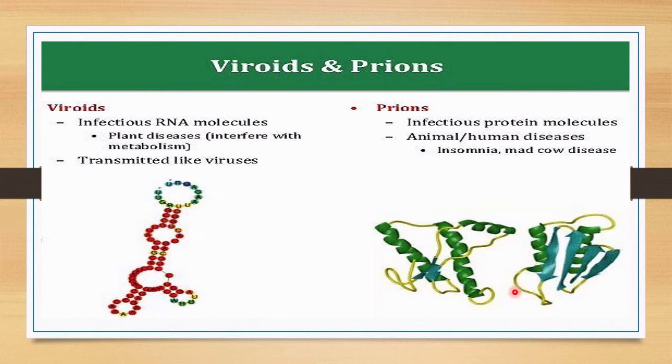Here nucleic acid is absent, and here you can see protein is absent. Okay, this is the basic difference between these. Animal or a human disease they may cause, okay, insomnia or mad cow disease. So these are the differences between viroids and prions, and you should remember this.